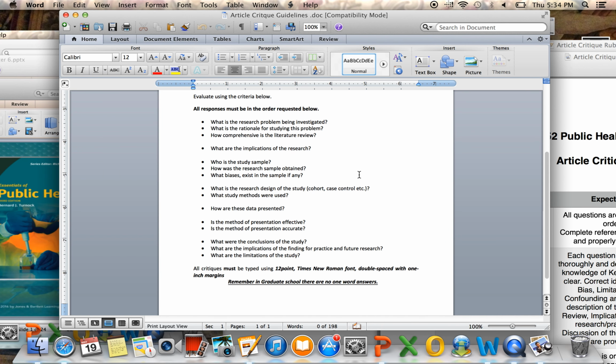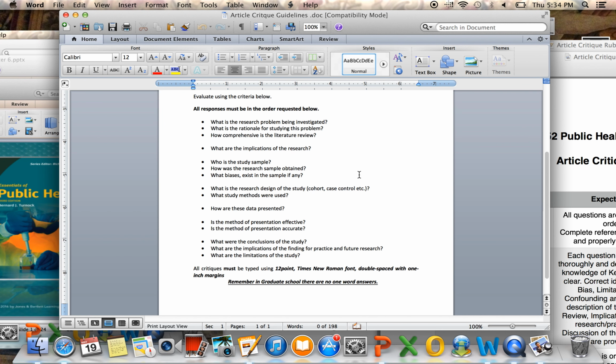What is the research design? Is it a cohort study, a case control study? Is it a clinical trial? What were the study methods? How was the data presented? So the data that they collected, how was it presented? Was that method of presentation effective? Were you able to actually interpret the data that they were putting out there?